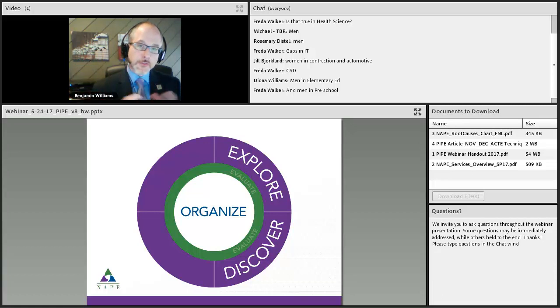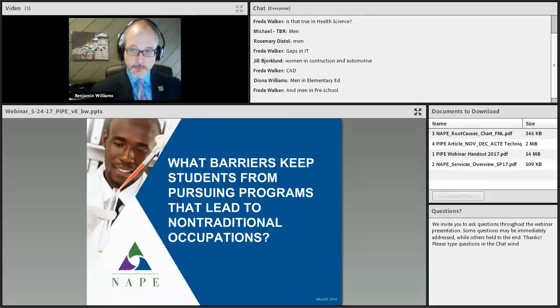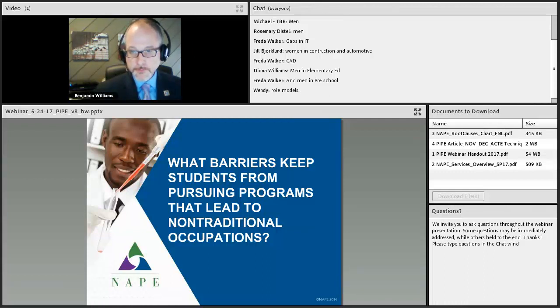Then what we want to do is discover, uncover, identify what the root causes are, what the key barriers are to students entering into and pursuing these programs. So when you think about these pathways, and especially the pathways that our colleagues have indicated in the chat, what do you think are the key barriers to students pursuing these programs at either the secondary or post-secondary level? Please go ahead and share your thoughts in that chat function where it says everyone.